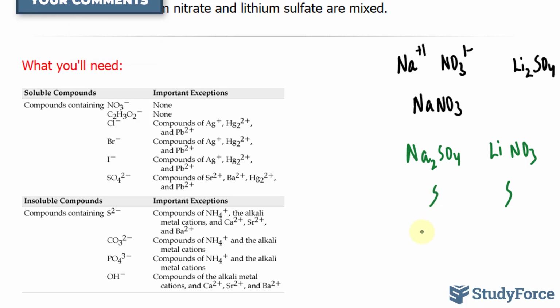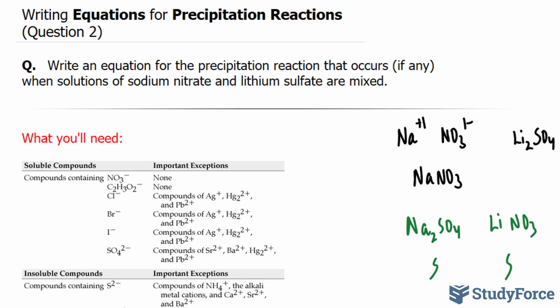Now, because you'll form two soluble substances if you mix these two together, you won't be forming a precipitate. And so you can't write a chemical equation for this, since it's not a precipitation reaction. That being said, question number 2 is done.